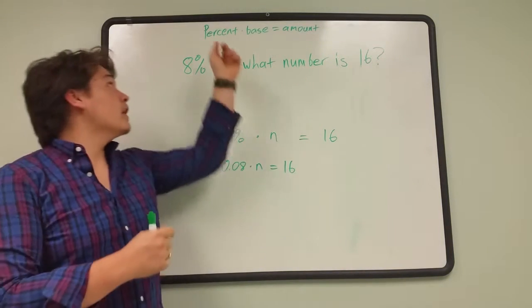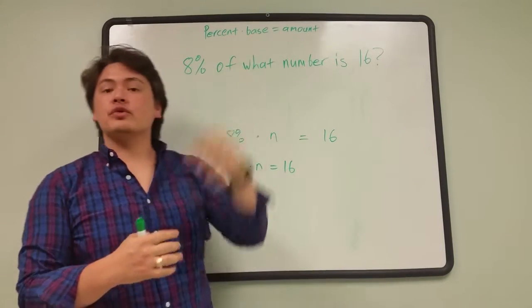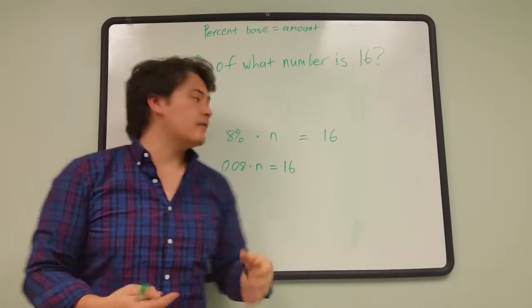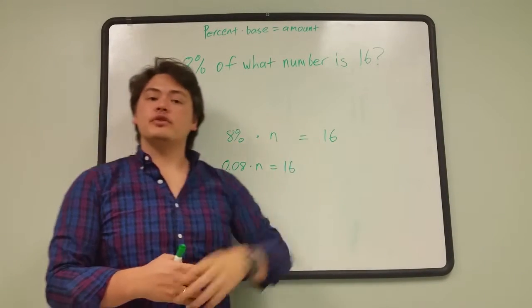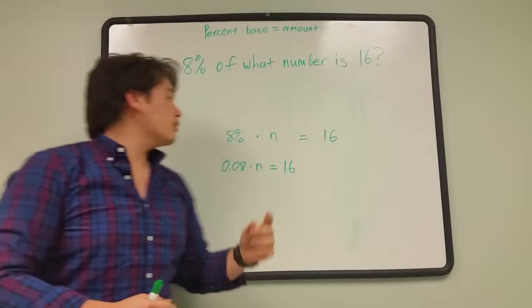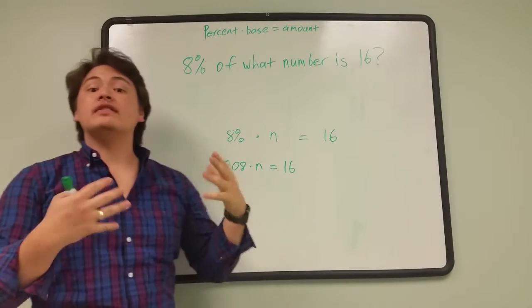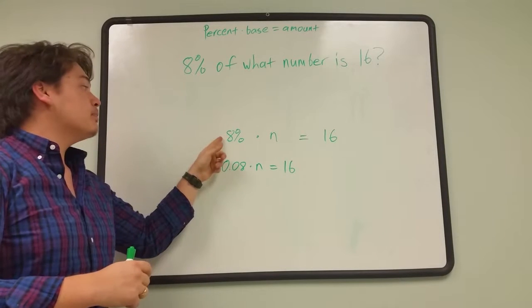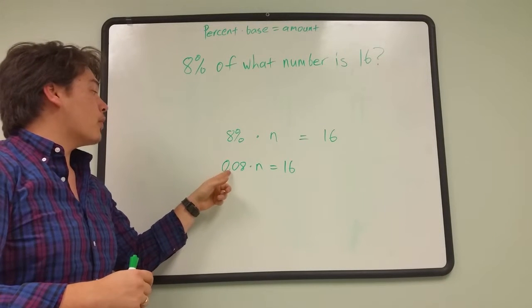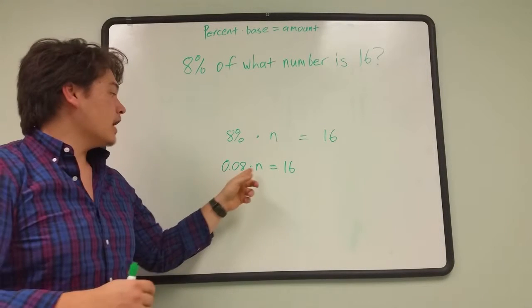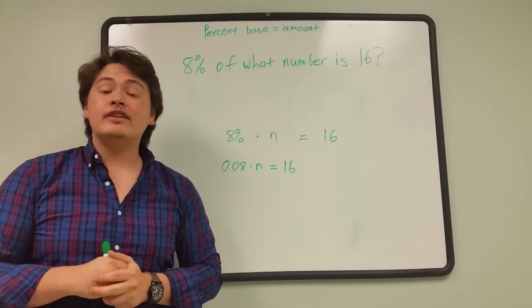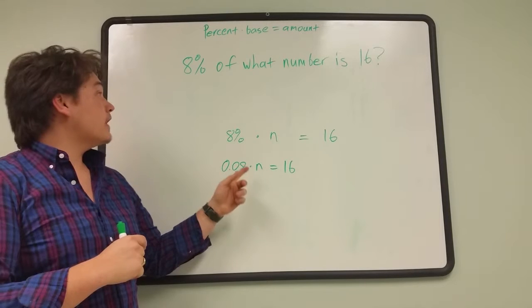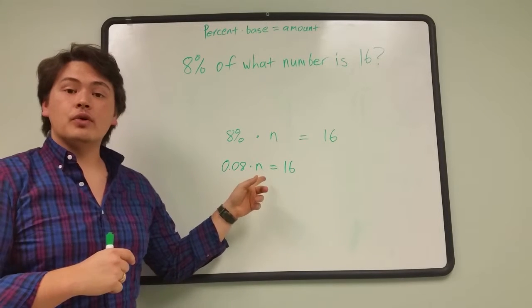Now that we know that percent times base equals the amount, and we have identified that 8% times a number is equal to 16, I'm going to rewrite this 8% as a decimal. So in this case, 8% is equal to 0.08, times n is equal to 16. Now I'm going to find out what this number is.